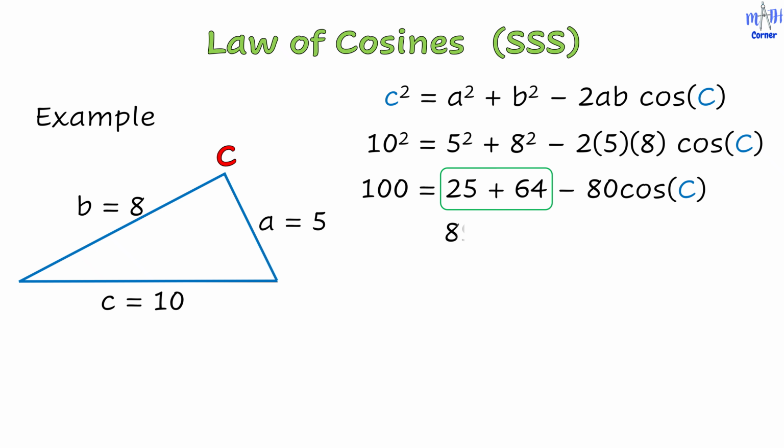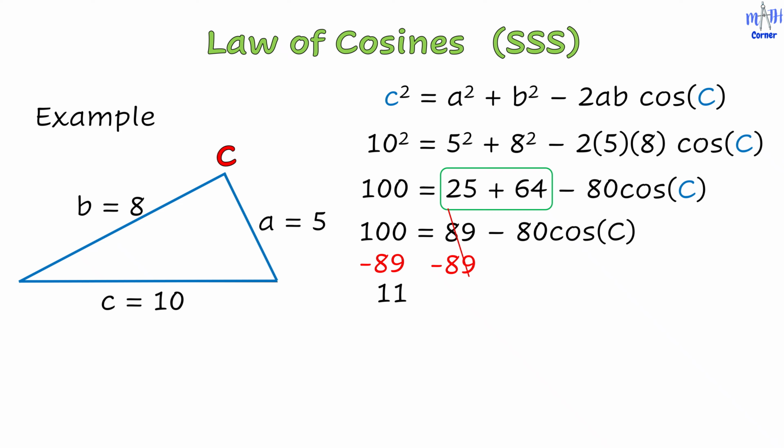Since 25 plus 64 is 89, 100 equals 89 minus 80 times cosine of C. Subtract 89 from both sides of the equation. 100 minus 89 equals 11, and 89 minus 89 equals 0. So we have 11 equals negative 80 times cosine of C. Now divide both sides by negative 80.